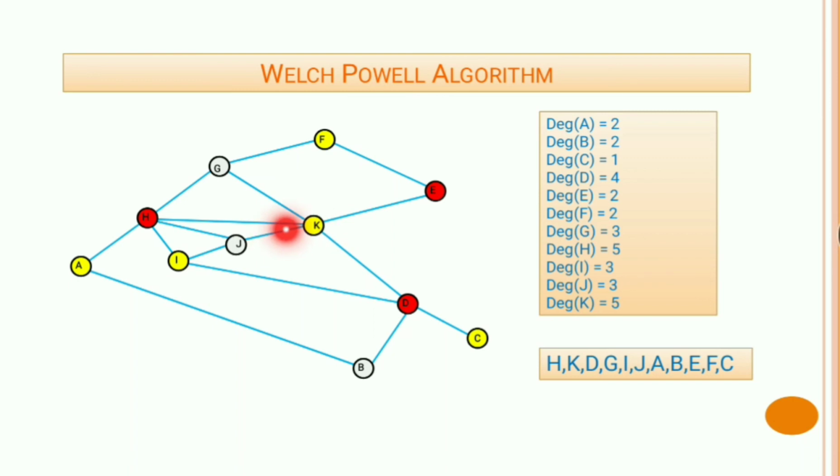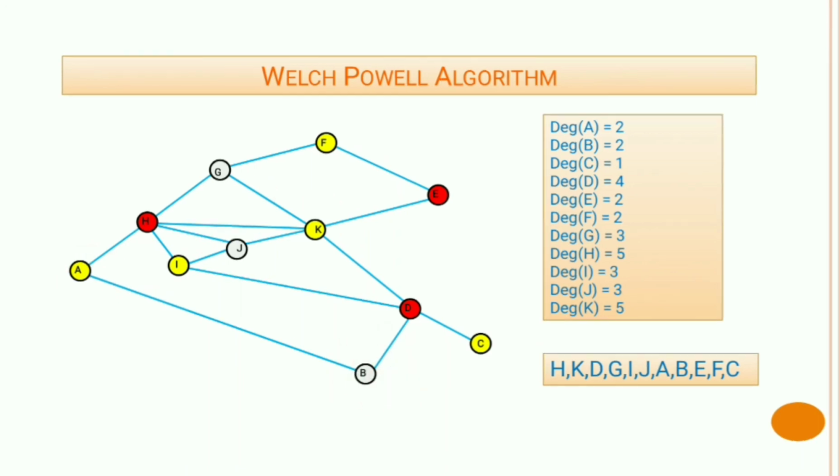Then I have A, which can be colored yellow. Then after A I have B. B cannot be colored yellow because B is adjacent to A. After B I have E. E is already colored. After that I have F. So F can be colored yellow, right? After that I have C. C can be colored yellow. So only 3 vertices are left now. So we'll take a new color, and all those 3 vertices are not adjacent to each other, so they'll be given a third color. So green color is given to all these 3 vertices.